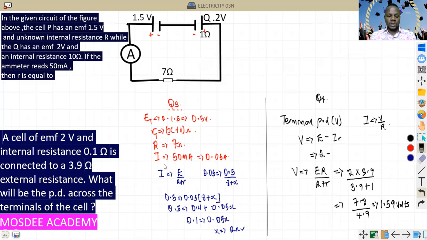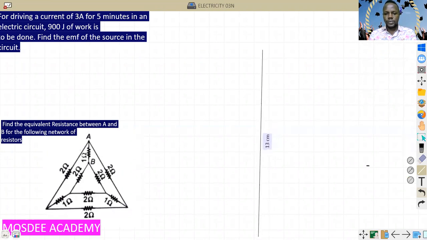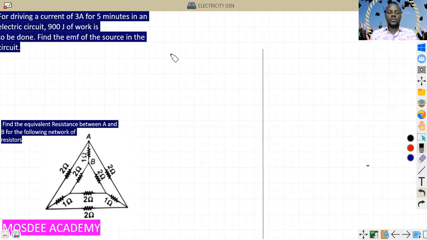Now, the next one, on the next page, is question 5. Question 5 is asking us: for driving a current of 3 amps in 5 minutes in an electric circuit, 900 joules of work is to be done. Find the electromotive force of the source in the circuit. We've also discussed this. I think this should be question 5. Yes, fine. Question 5.